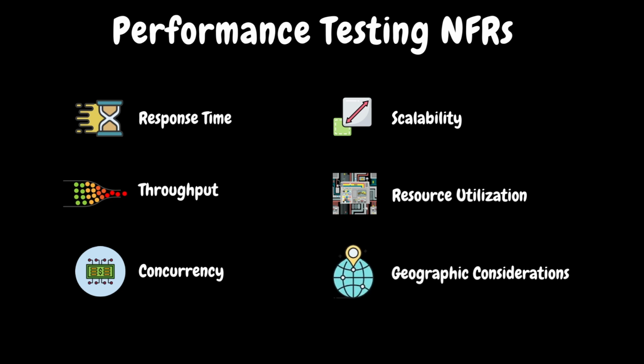Geographic considerations. If the system serves users in multiple geographic regions, then there will be different requirements related to geographic locations. For example, user interactions in North America should have a maximum response time of 1.5 seconds, while those in Europe should be under 2 seconds. Considering geographic factors in performance testing helps organizations ensure that their systems and applications deliver a consistent, responsive, and reliable experience to users across different regions.